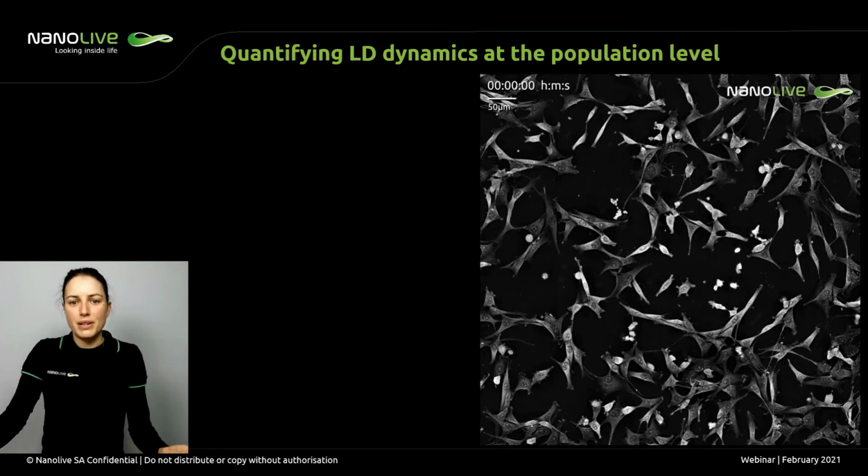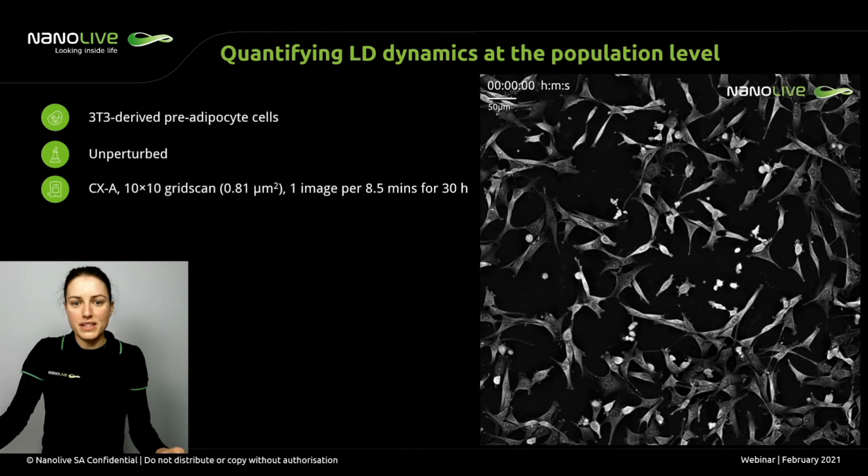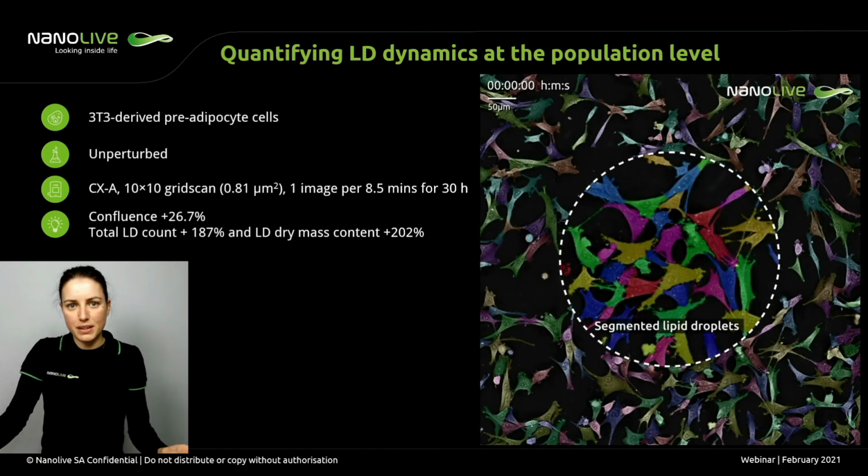So in this part of the webinar, I will reuse part of the dataset that I showed in my last webinar on single cell characterization. The dataset features the growth of a population of 3T3-derived preadipocyte cells over 30 hours, during which confluence increases by 26%. The close-up that is now playing on your screen shows the high precision of our lipid droplet segmentations.